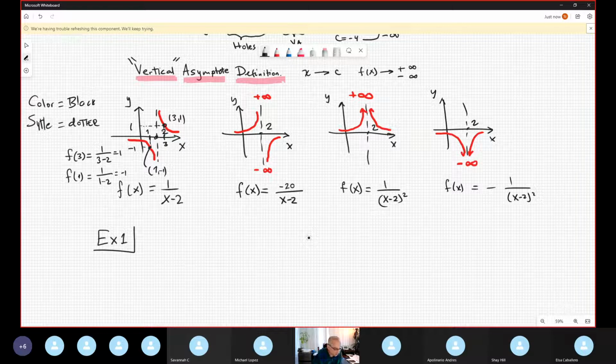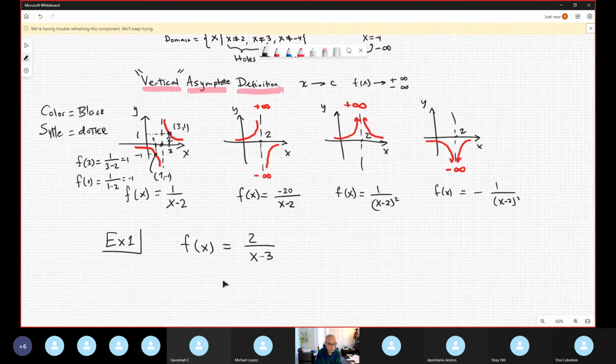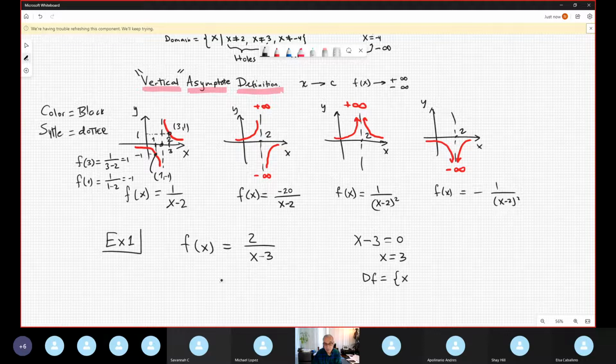Now example 1 is super easy, like every first example. It is 2 over x minus 3. In the denominator, x minus 3, you take the expression in the denominator and force it to be 0, so x is 3. And this is the domain. What is the domain, professor? The domain of the function f is all real numbers except 3.